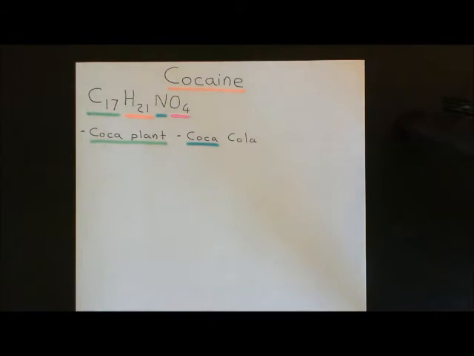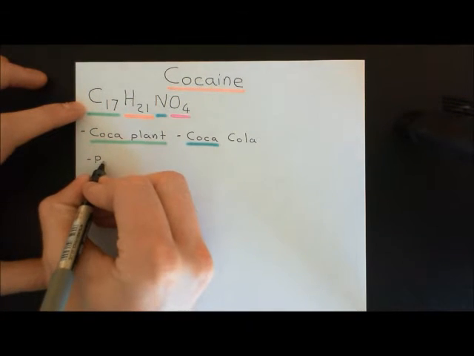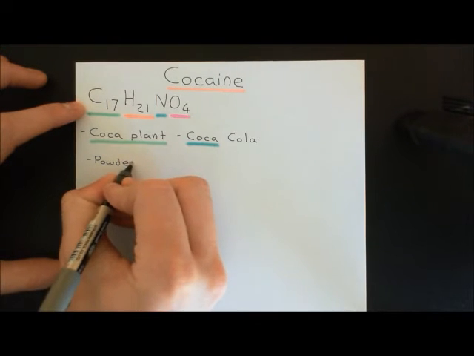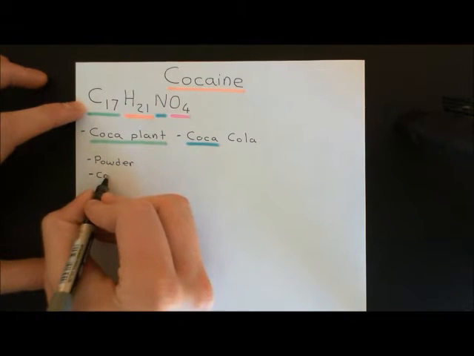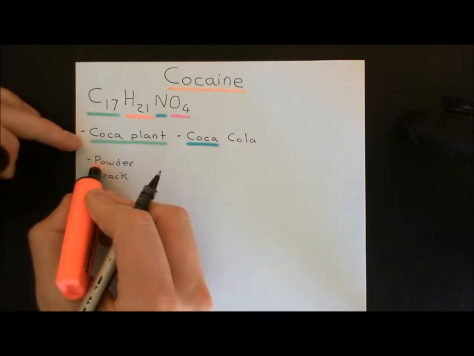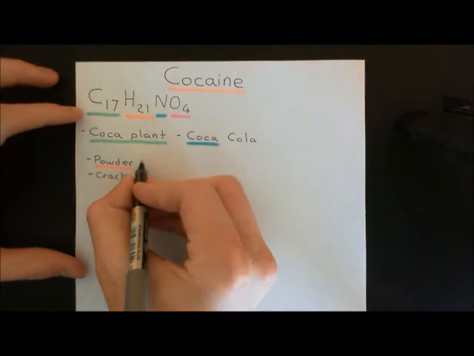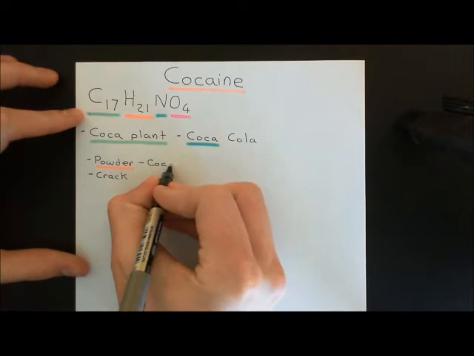Okay, so I want to talk about what the difference between the white powder form of cocaine and crack cocaine actually is. Okay, so we'll start off with the powder and then we'll talk about crack cocaine. So there are two forms that cocaine is mainly used in, the powder form and crack. So let's start off discussing the powder form here. Okay, so the powder form isn't actually the molecule cocaine on its own. Instead, the powder form actually contains a molecule called cocaine hydrochloride.